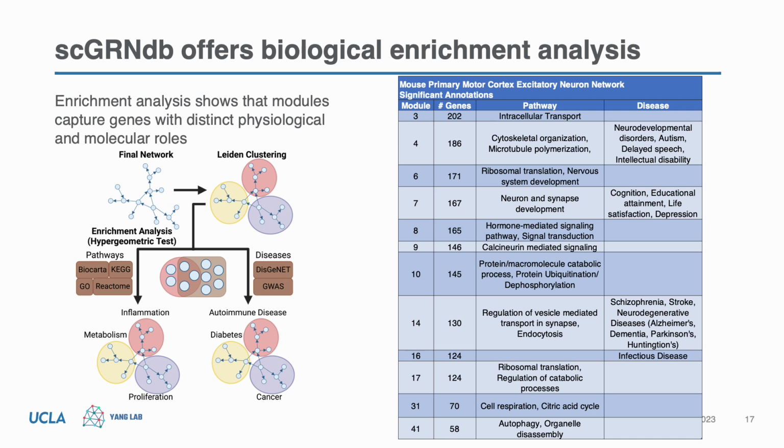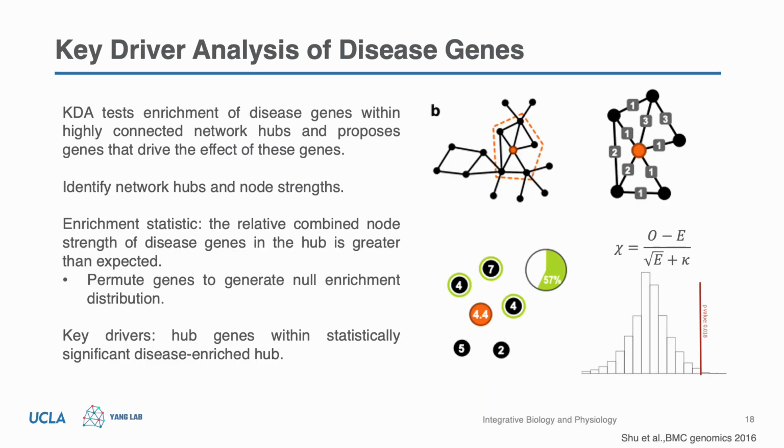Here we show an example of a mouse primary motor cortex excitatory neuron network, where we run this enrichment analysis. We see that these modules contain very distinct biological functions that are relevant to neuronal function, such as module 7, involved in neuron and synapse development, module 9, calcineurin-mediated signaling, and module 14, which is involved in regulation of vesicle-mediated transport in the synapse. Now, the enrichment analysis really scans the network topology and finds biological meaning.